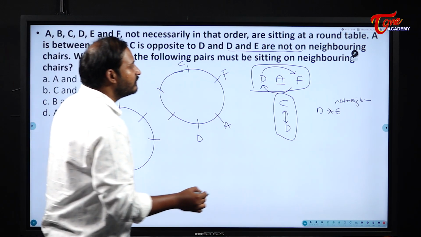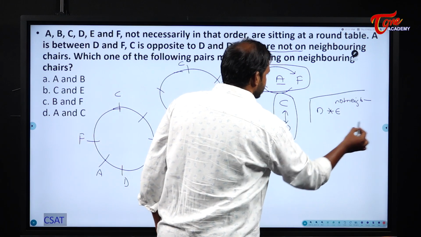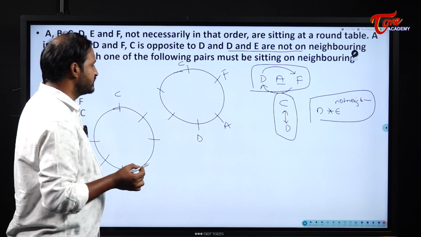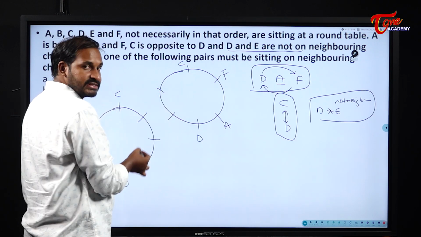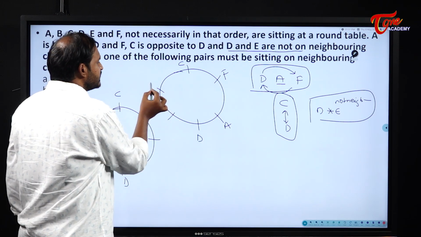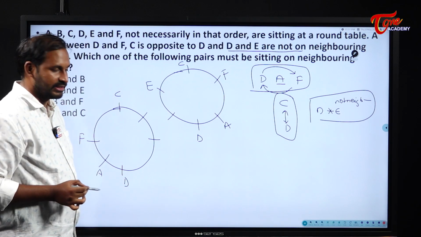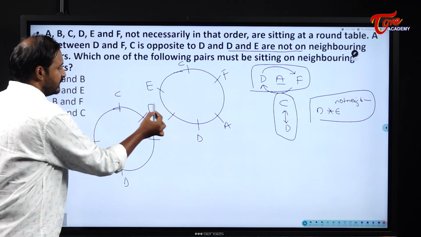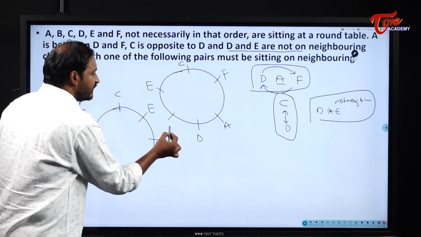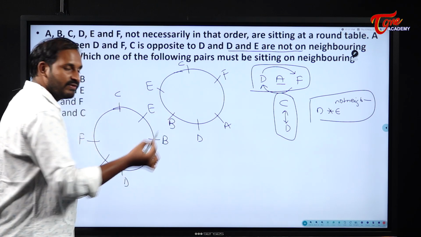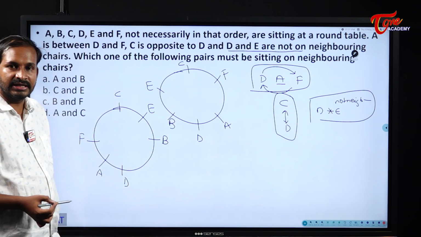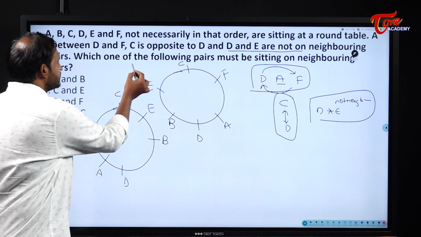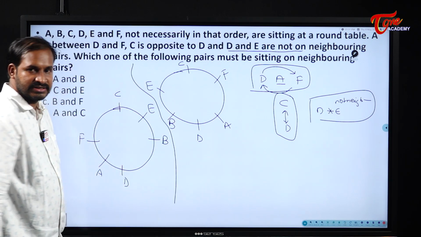And next one more thing they are telling, D and E are not neighbors. That means where should I place E in this case? The only chance left for me is here. In this case I can put E here. And the only person left for us is B. So definitely I can take B here and here. That is the case, right? Yes. Now this is the case for us.